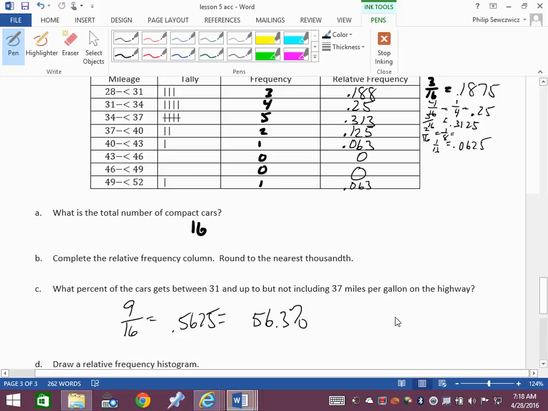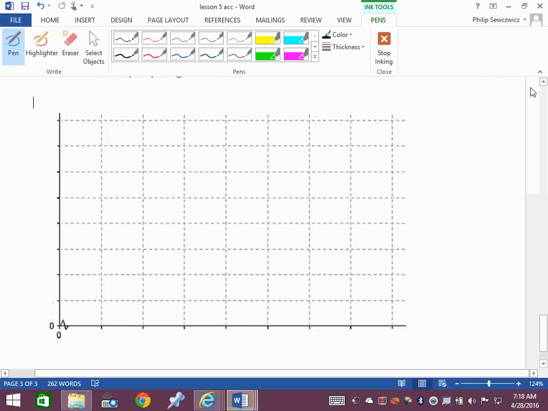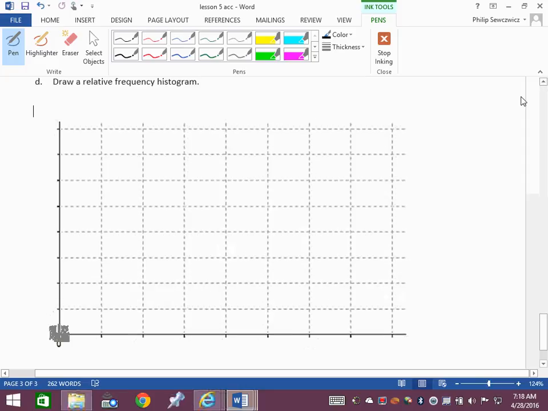Yeah, you're going to get 0.563, which, if you change it into a percent, there you go, you've got it. So again, two different ways of approaching the problem. Each is going to get you to your correct answer. The last thing here is they want us to draw a relative frequency histogram. In order to do that, you're going to make it much like what you've been doing. So to get going here, you want to make sure that you label.